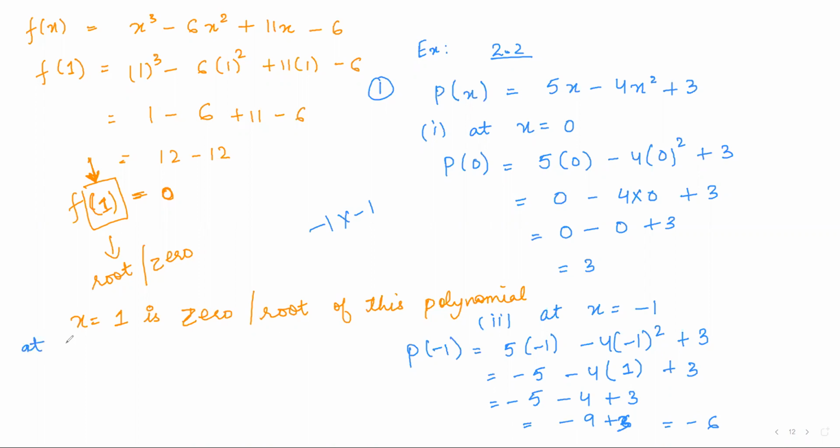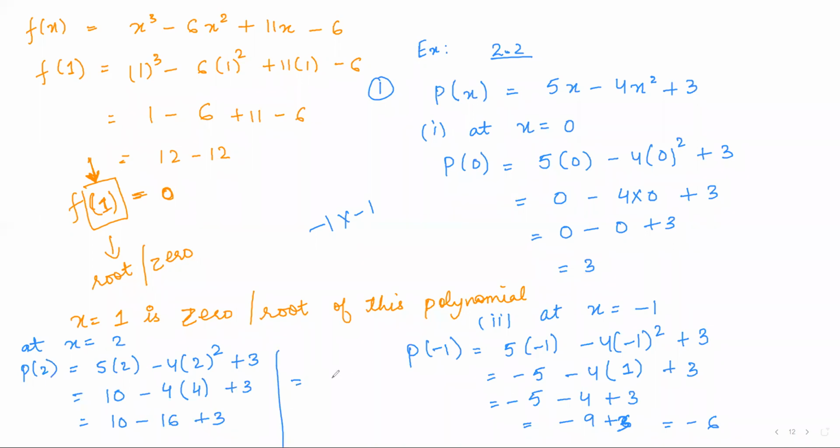Let us do the third one also at x is equal to 2. Find p at x is equal to 2. So 5 into 2 minus 4 into 2 square plus 3. So 5 into 2 is 10 minus 4 into 2 into 2, that is again 4, so 10 minus 16 plus 3. So this is equal to 10 plus 3 is 13 minus 16. So that becomes minus 3. So that is the value of the polynomial at x is equal to 2.